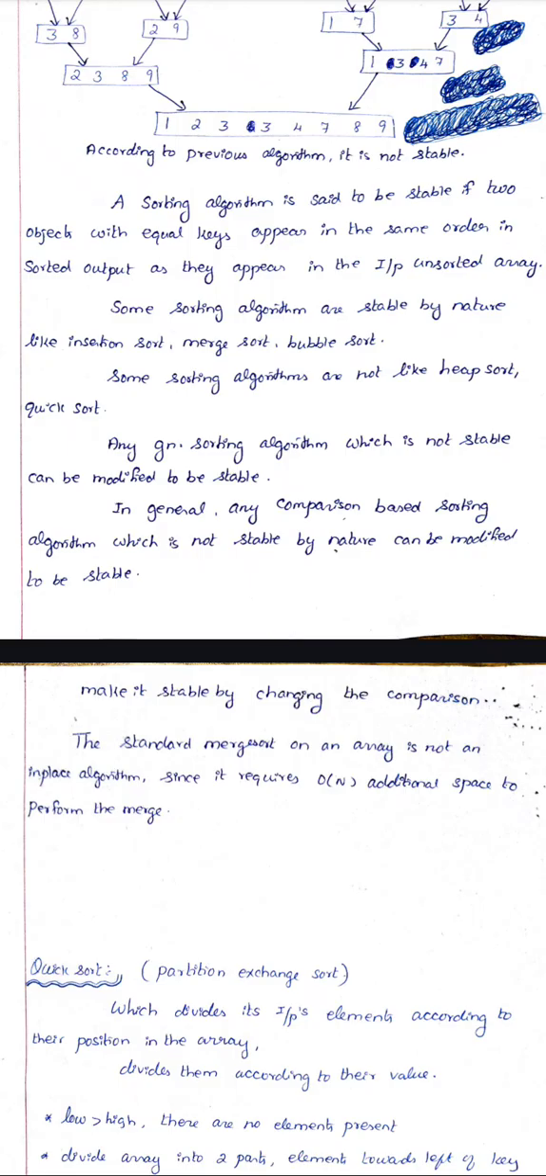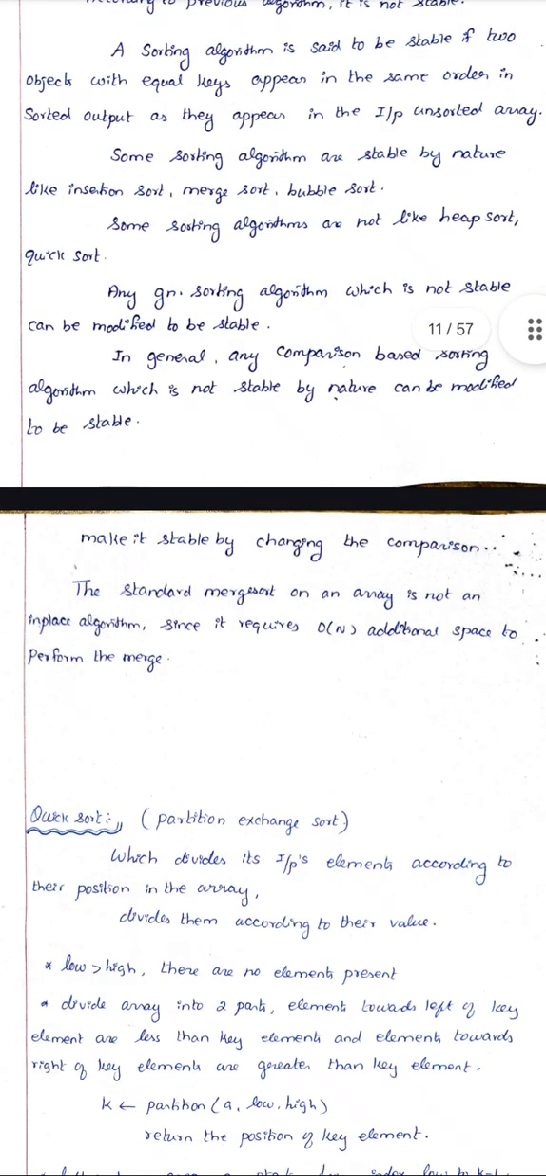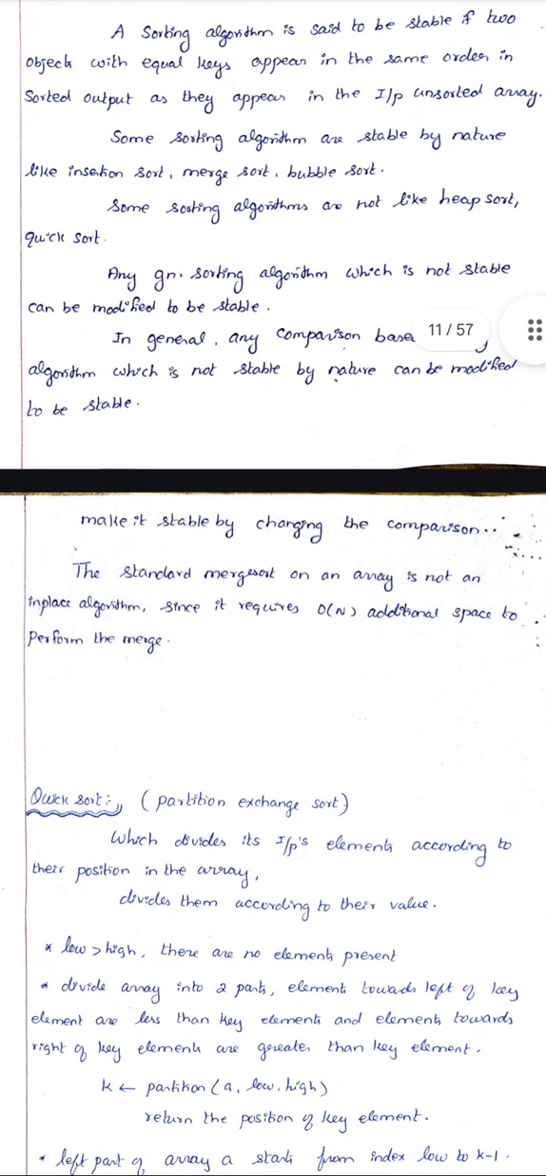Some sorting algorithms are stable by nature, like insertion sort, merge sort, bubble sort. Some sorting algorithms are not, like heap sort, quick sort. Any given sorting algorithm which is not stable can be modified to be stable. In general, any comparison based sorting algorithm which is not stable by nature can be modified to be stable, that is, make it stable by changing the comparison.